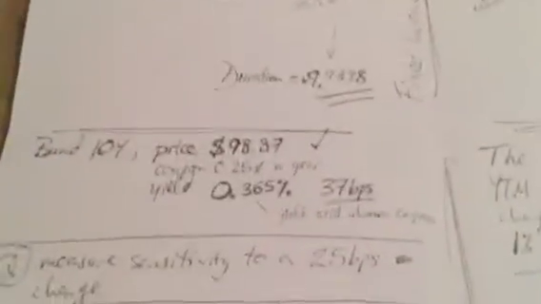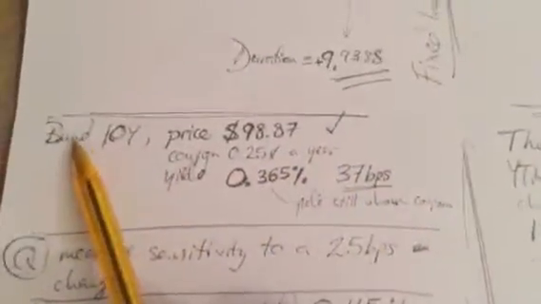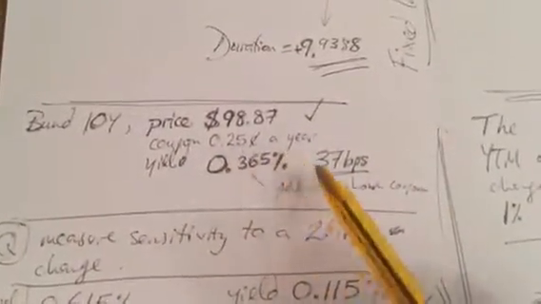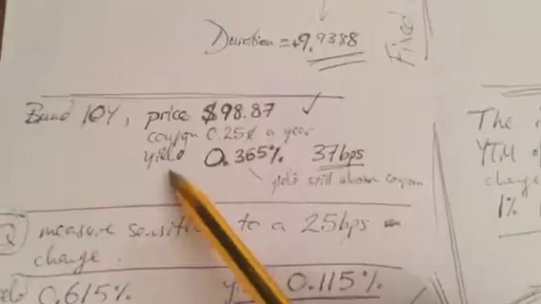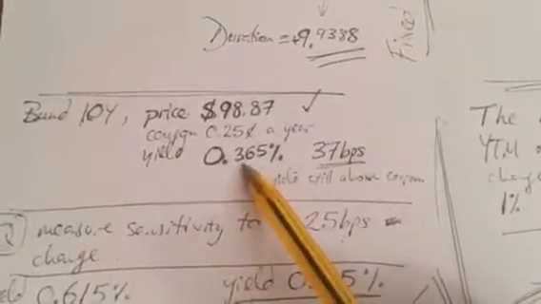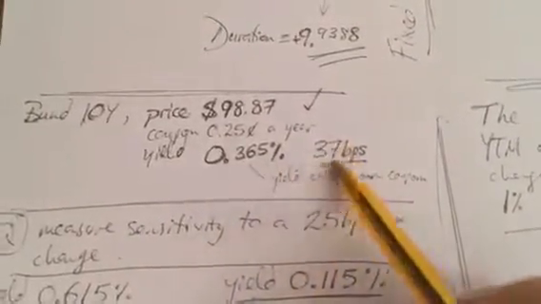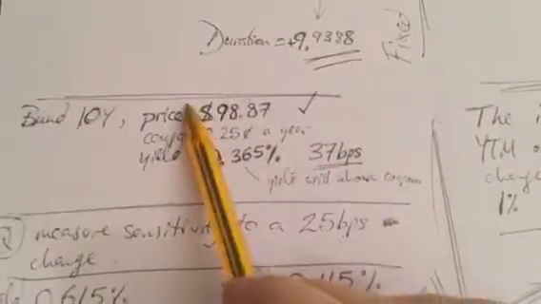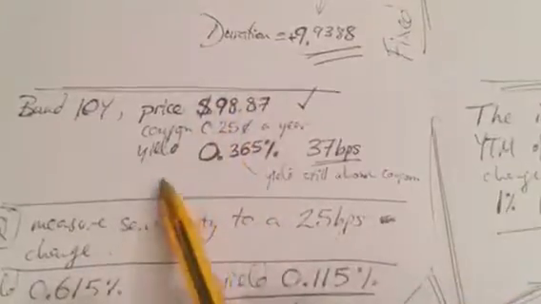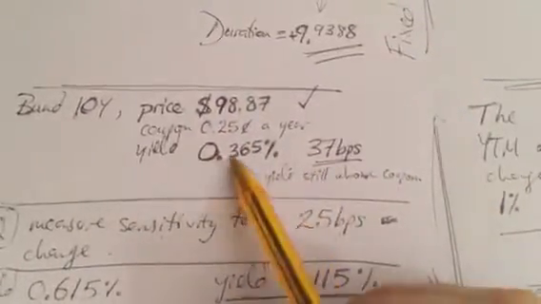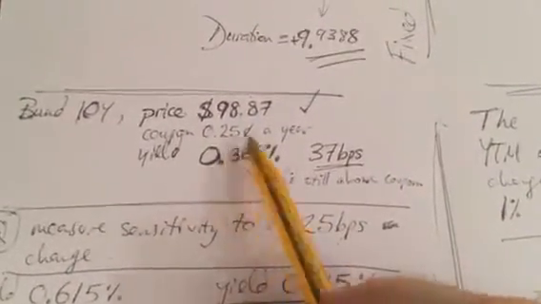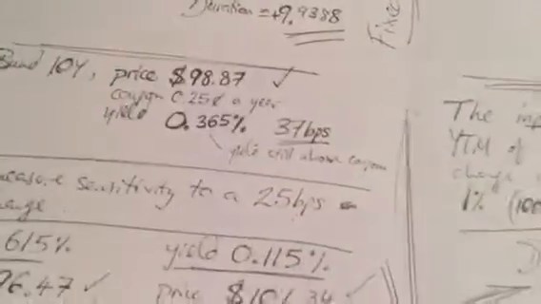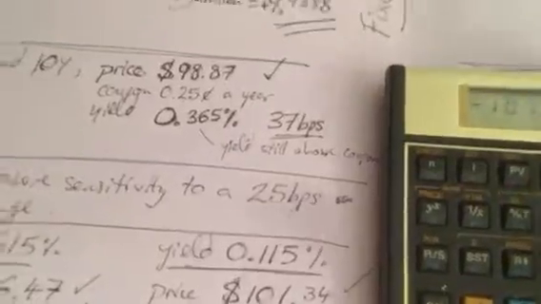The example I've got here is I'm going to use the 10-year bond. The coupon is 25 cents per year on $100 face value, and the yield is 0.365%, around 37 basis points. So the first thing we can see, if you imagine I didn't write this answer in yet, is that the yield is still higher than the coupon, and for that reason we should expect the bond to be trading at a discount rather than a premium. I'm just going to confirm that.